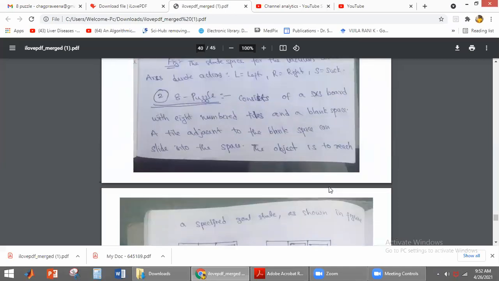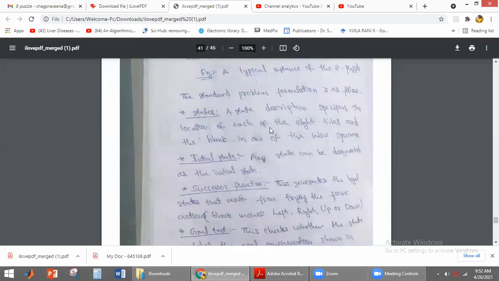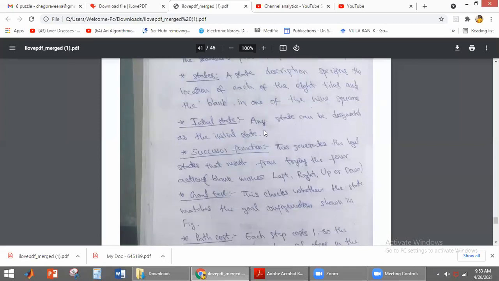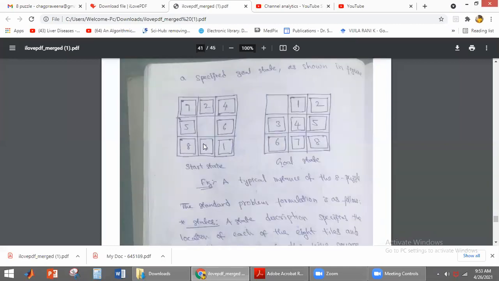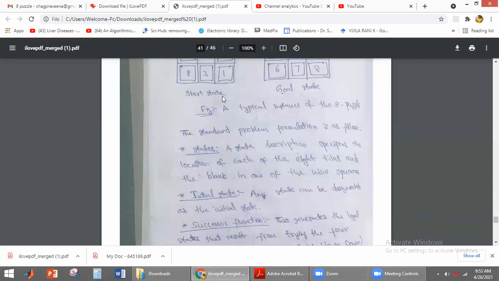If it is reaching this state, then we say that it is reaching the goal state. Okay. So, what is the state here? The state specifies the location of each of the 8 tiles and the blank in one of the 9 squares. We have totally 9 squares and we have 8 tiles and one blank in that. So any possibility of that is a state here. Okay, an initial state is usually shown like this here. It is given in this problem.